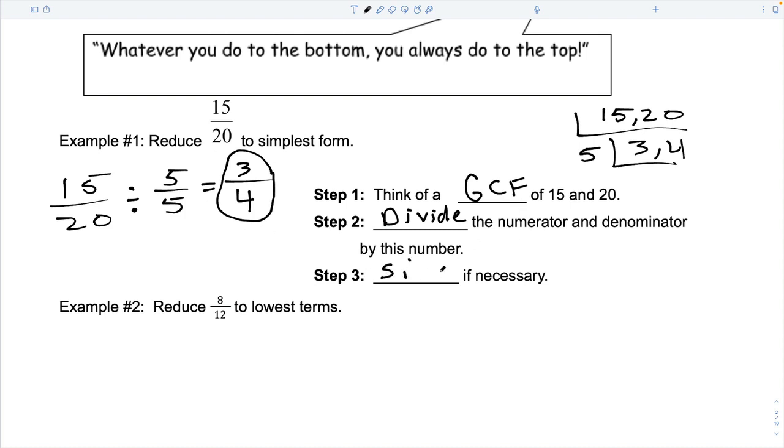You could repeat if necessary. If you get a number that's like this, 6 over 8, you could repeat it if you want. But we don't have to, because that is simple.